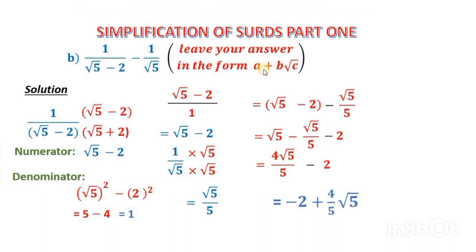I've expressed it in this form because the question required us to express it in the form a plus b root c. As you can see, negative 2 corresponds to a, and therefore a is negative 2. 4 over 5 corresponds to b, and therefore b is 4 over 5. And finally, we have here 5 corresponds to c, and therefore c is 5. And that is how we go about these questions.